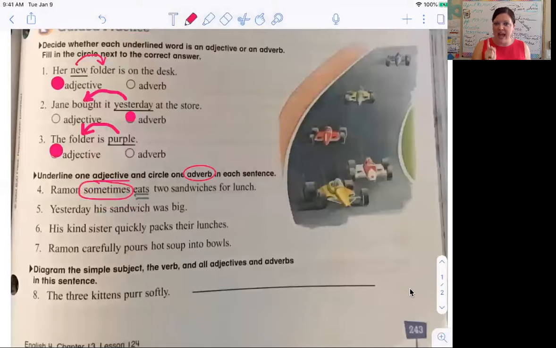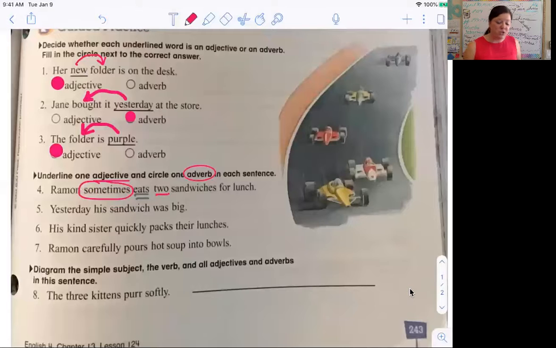Now we have one adjective. Is there anything that's describing Raymond? No. Let's see. What are the other nouns in this sentence? What's a thing? Sandwiches. Oh yeah, that's something we can eat. Does it tell us which one of the sandwiches? No. What kind of sandwich? Peanut butter and jelly, ham? No. How many sandwiches? Yes. How many sandwiches did Raymond eat for lunch? 2. Underline the word 2 one time. 2 is describing how many sandwiches Raymond is eating.